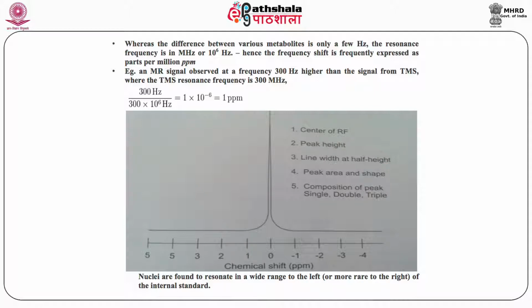In a frequency shift chart or a graph that represents various metabolites and their resonant frequencies, the nuclei are found to resonate in a wide range to the left of the internal standard.